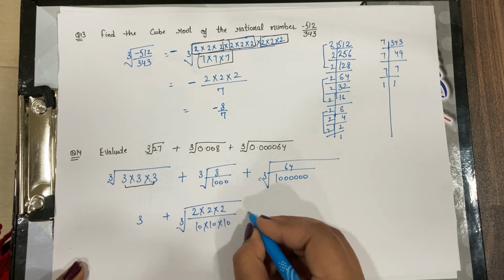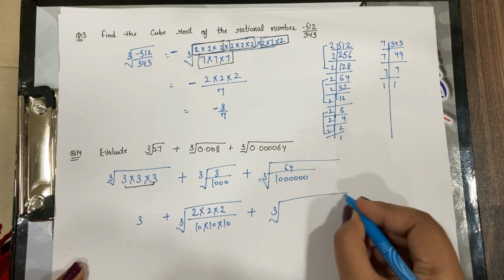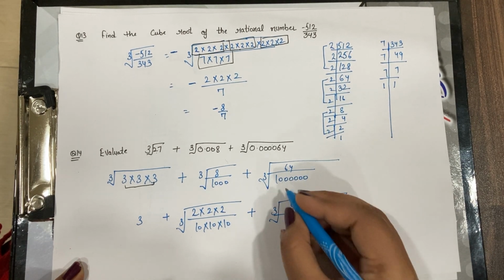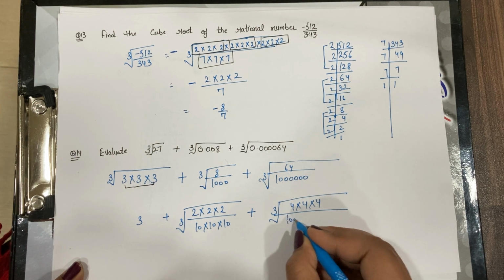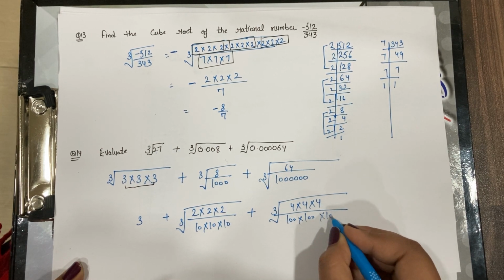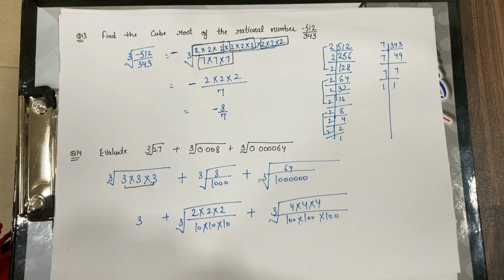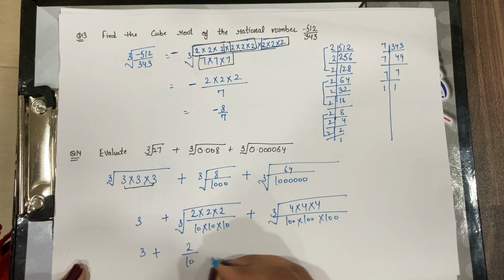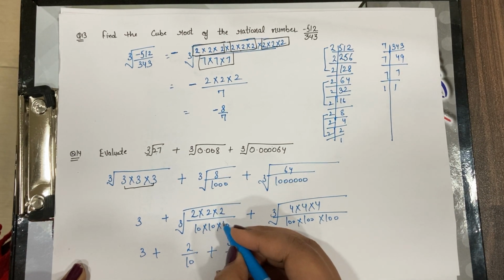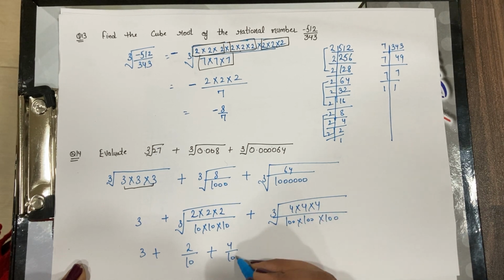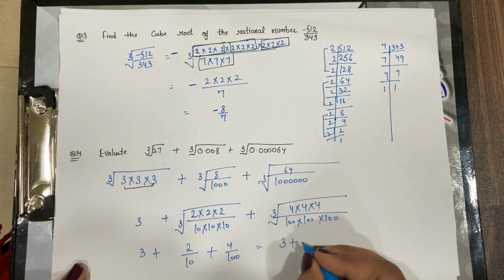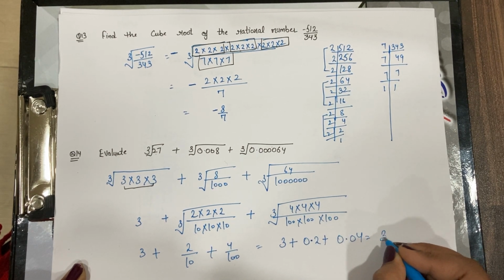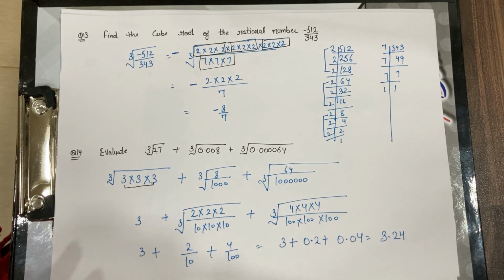for better understanding. And the cube root of 64, we already know, is 4. When you multiply 4 three times, you get 64. And here you will get 100 into 100 into 100, because there are 6 zeros. So the answers are: the answer of this is 2 upon 10, the answer of this is 4 upon 100, which gives you the resulting answer 3.24.